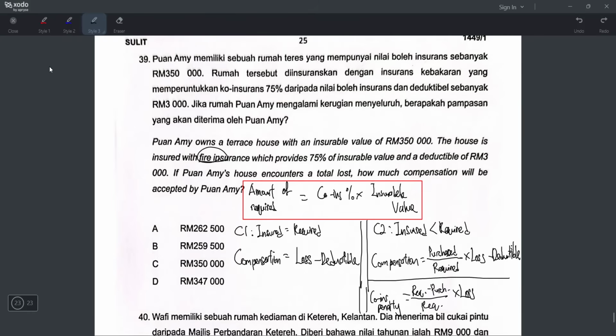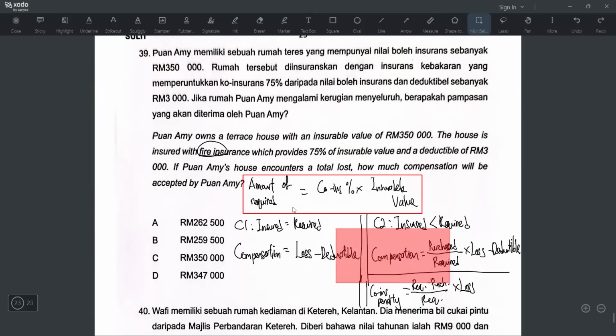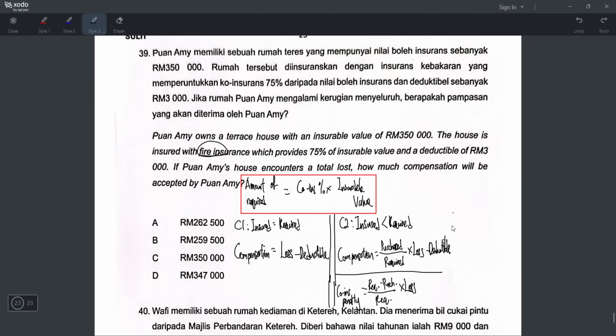Okay, let's talk about case 3. I don't have space. What should I do? Okay, can I make this smaller? Okay, case 3, I'll write it here. Case 3 is when you suffer total loss. In Malay, kerugian menyeluruh. Kerugian menyeluruh means everything lost. The whole house got burned and nothing left. Okay. So for total loss, the compensation, you just take the insurance purchased minus deductible.